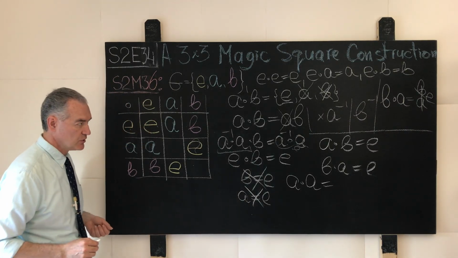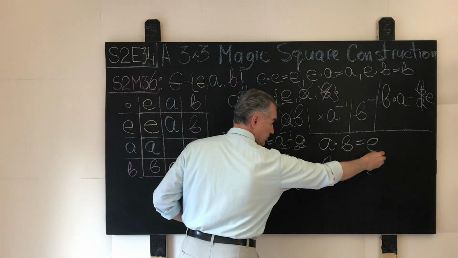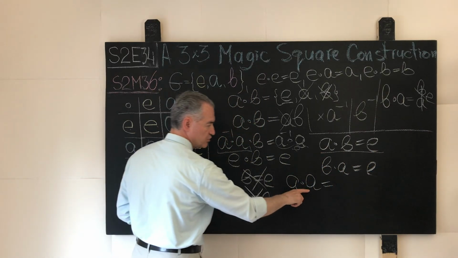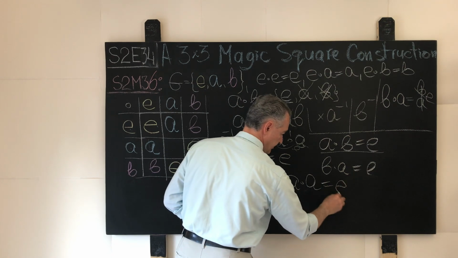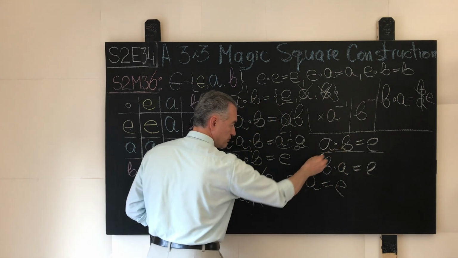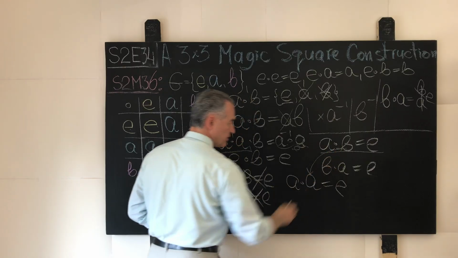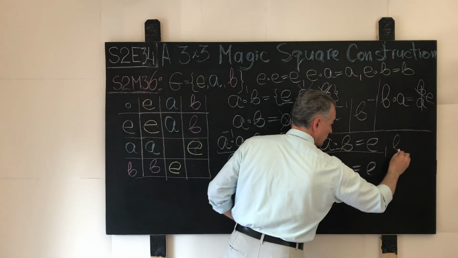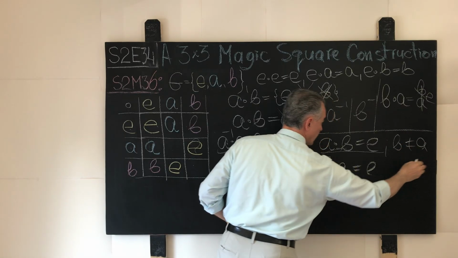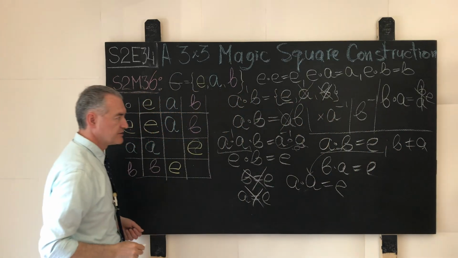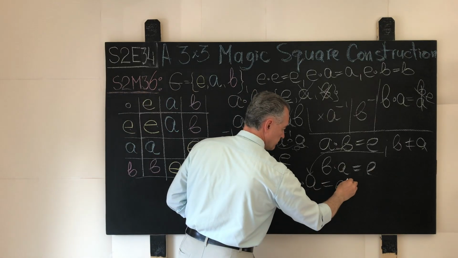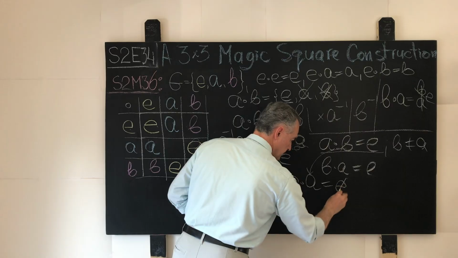What are the choices? Well, precisely because we established that A times B equals E, if we assume that A times A is E, then what does it mean? It means that B is equal to A, but this is absurd. B is not equal to A. Every element in the group is distinct. Consequently, A times A cannot possibly be E. Does not work.